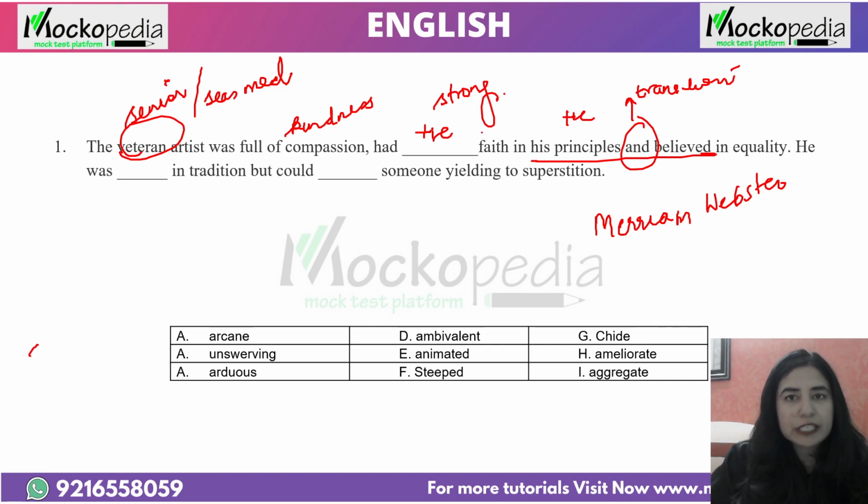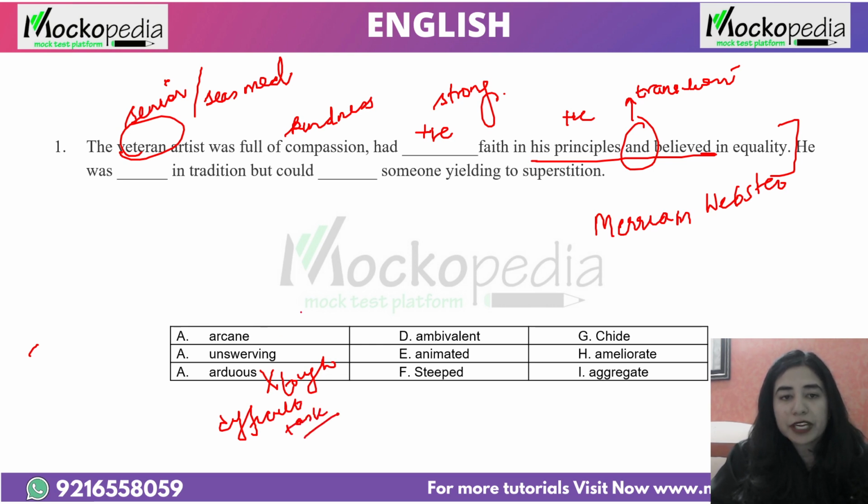So while I was reading it, since this is a complete statement, I was able to get the first blank, so I can begin with the first blank and do the process of elimination. So arduous is tough, right? Tough or a difficult task, right? So this is not matching with strong. Unswerving is strong, something which doesn't get shaken. So this matches with our predicted answer. We can keep this. Arcane, of course, is a very easy elimination. So this is going to be the correct answer choice. So the first blank we are going to go for B.